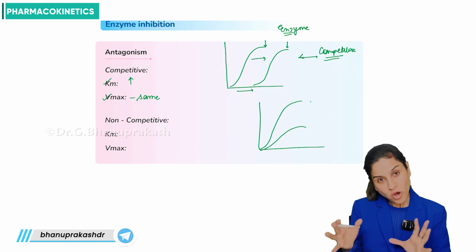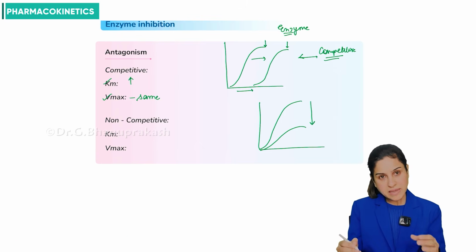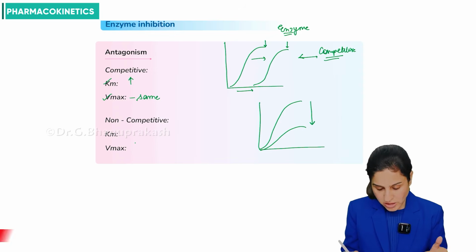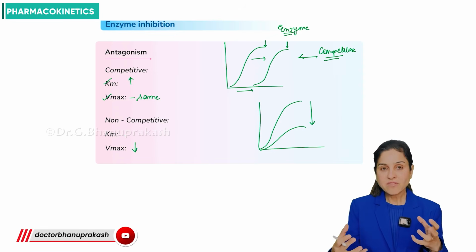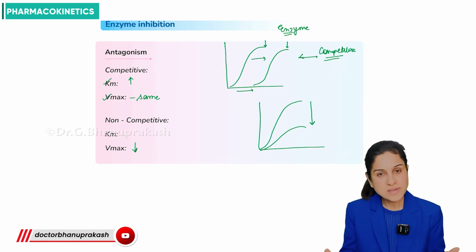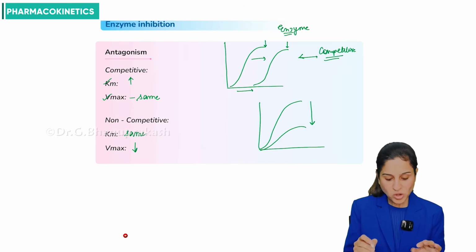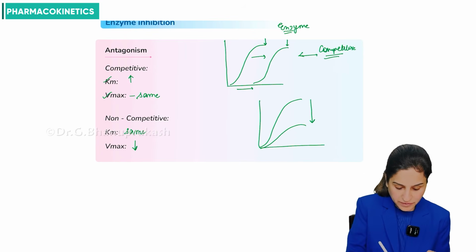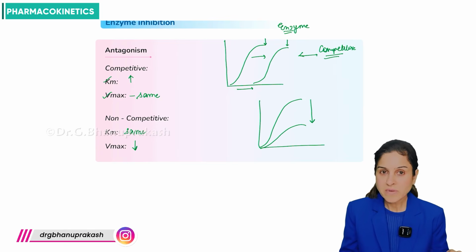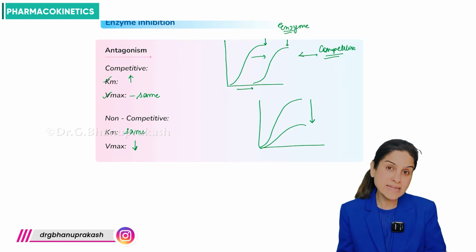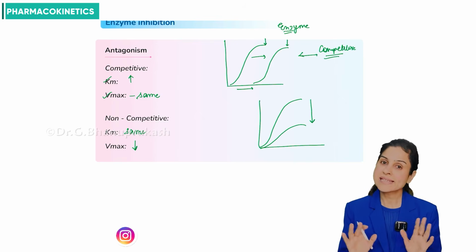Now, in the non-competitive graph, there will be a downward shift, right? This means that the Vmax has dropped down, so the Vmax is going to decrease. But the Km, which represents the affinity, is almost the same. So the Km remains the same. Make sure that you know this. In competitive enzyme inhibition, Vmax remains the same and the Km will increase, while in non-competitive enzyme inhibition, the Vmax will decrease while the Km will remain the same.